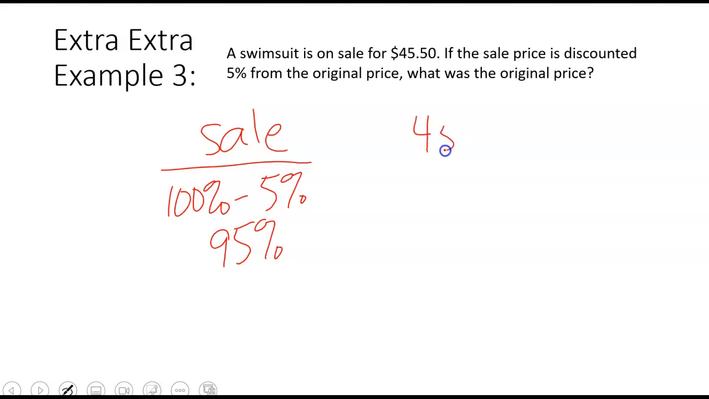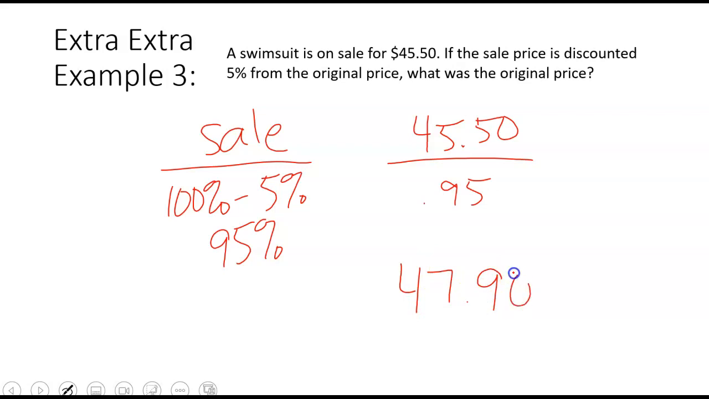So we take 45.50 and I'm going to divide that by 0.95. Again, not 95, but 0.95. And that gives us $47.90, or actually no, 89 cents. I don't have to round up. So $47.89 is the original price.